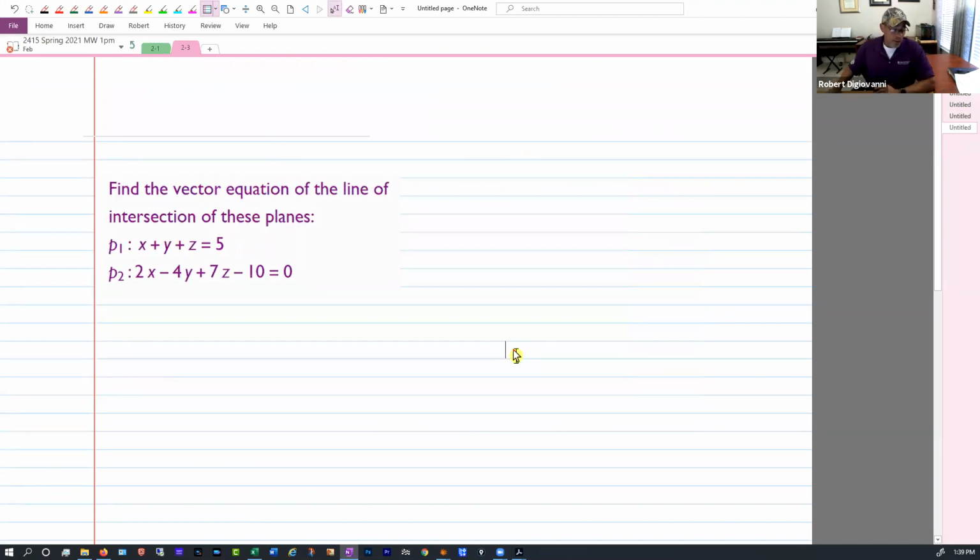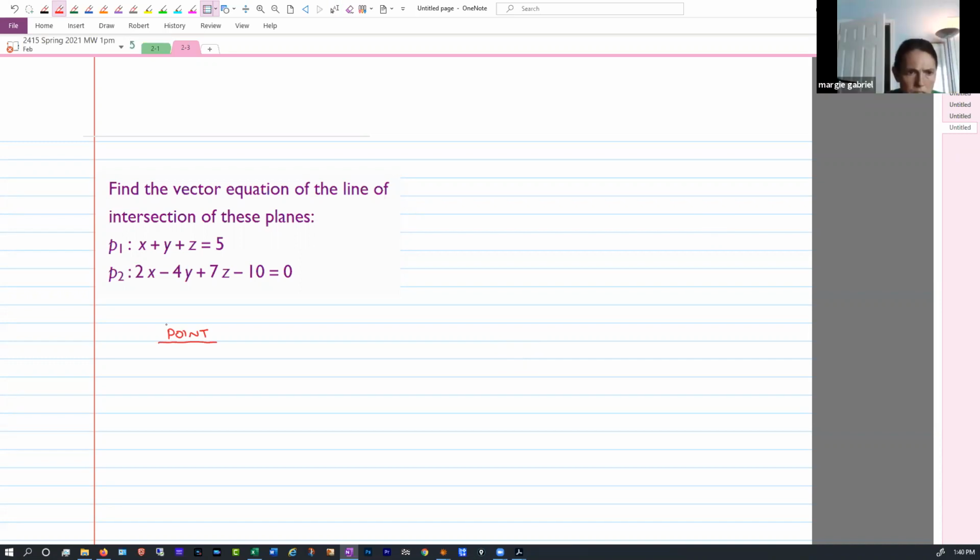All right, so what am I going to do? Let's find the point first. Let's find the point of intersection. Let's just find a point on there. Anybody have any idea how I can go about this? How many equations do I have? Two equations. How many unknowns?